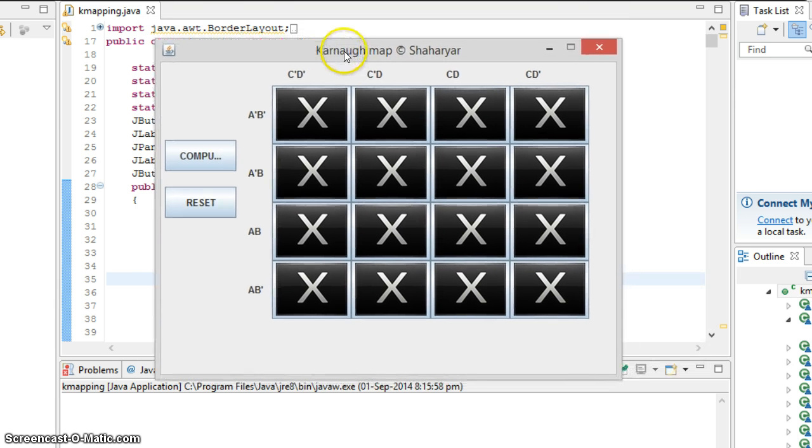This is my final application, the Karnaugh map. It is based on four variables, A, B, C, D. It has two buttons, compute and reset. So let's dive into it. Let's take a general case.